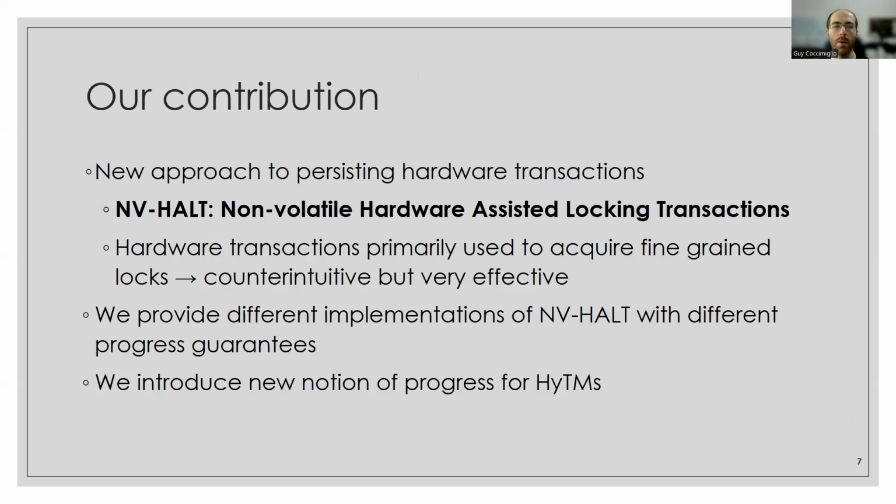In this work, we've designed a new approach to persisting hardware path transactions, and we use this new approach to design and implement a new persistent hybrid TM that we call NV-HALT, or non-volatile hardware-assisted locking transactions. In NV-HALT, our hardware transactions are primarily used to acquire fine-grained locks. Now, if you're familiar with TM, this might seem counterintuitive, but I will show you that this is very effective. We provide different implementations of NV-HALT, each with a different progress guarantee, and we also introduce a new notion of progress tailored specifically for hybrid TMs.